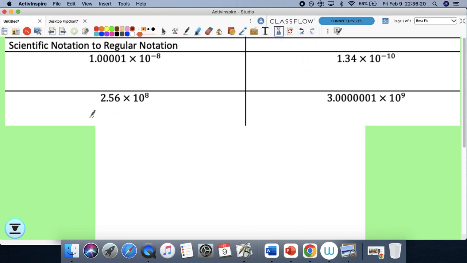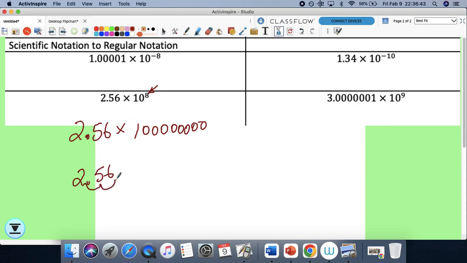This one, again, 2.56 times 10 to the 8th. You can multiply that out if you like. So the shortcut is move the decimal the same number of spaces as the exponent. In this case, to the right. So 2.56, 1, 2, 3, 4, 5, 6, 7, 8. And then our new number, 1, 2, 3, 1, 2, 3, 4, 5, 6. There's our new number, 256 million.